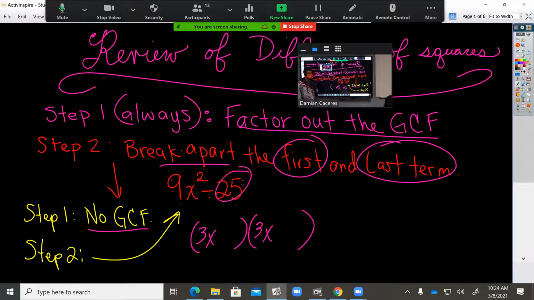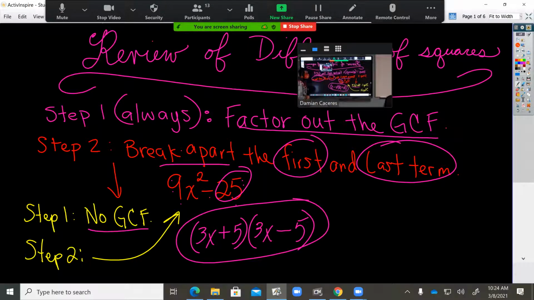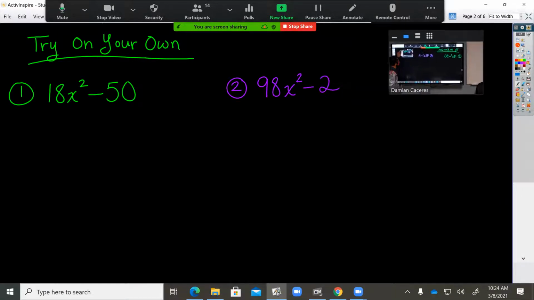Now break apart the last number. 25 is what times what? 5 times 5. So you put a 5 on each side. And now just make sure the signs are different. Plus, minus, and you're done. Any questions? This is difference of squares. Not new. You did it last time. Now, on the next page, I want you to try these two questions on your own. It's going to be just like this. Run through your two steps and try this on your own.